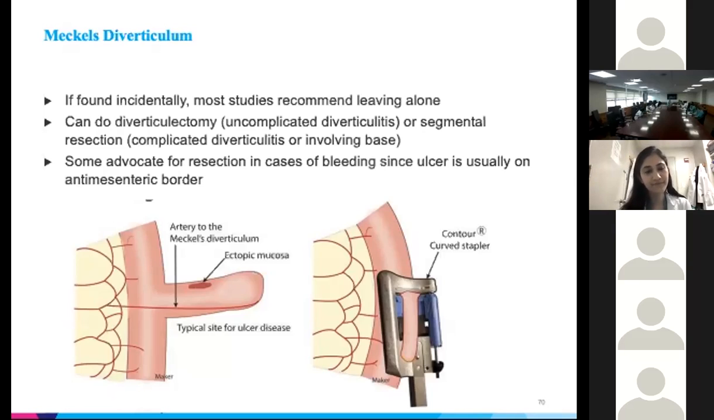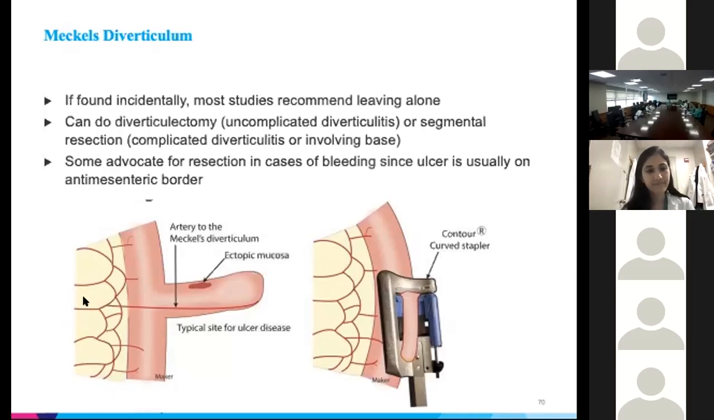Also, you have to realize that it usually is in the antimesenteric border. But if it's a large diverticulum, the changes in the wall of the small intestine can extend so that it's almost overlapping to the mesenteric side. So you have to be very, very careful when you're doing a localized diverticulectomy for this.